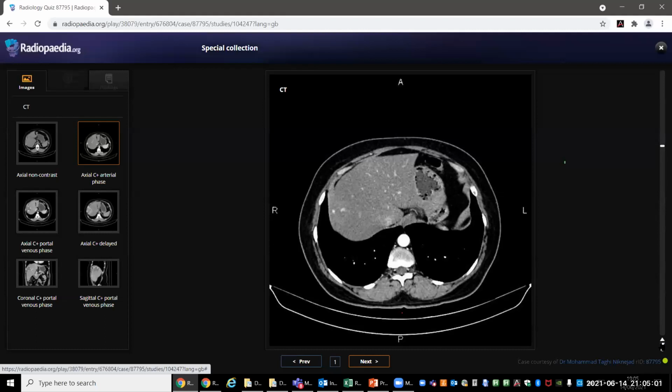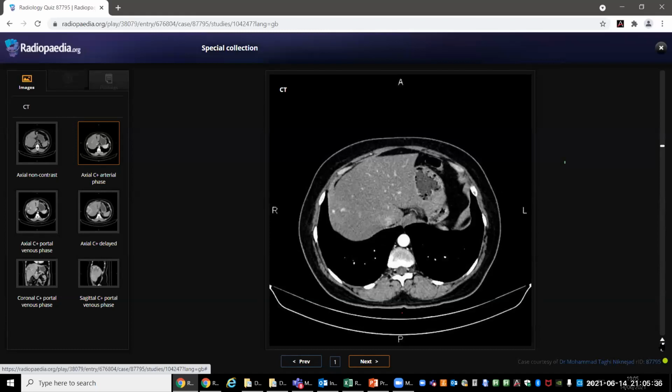It could be other lesions like FNH or adenoma. Is the patient female? No. Sometimes male. Adenoma is mostly in females, specifically with contraceptive pills. And FNH has a scar in it, and there is no scar in this lesion. Fibrolamellar hepatocellular carcinoma also has a scar.